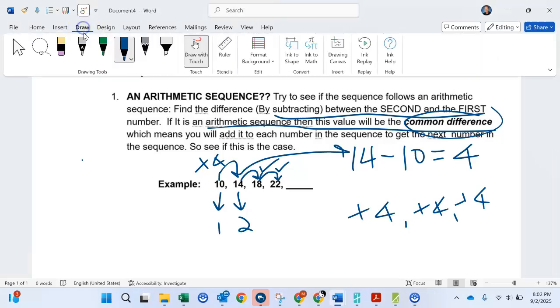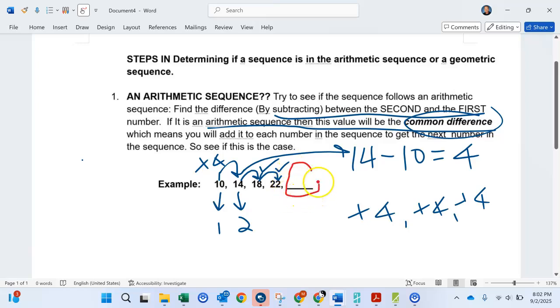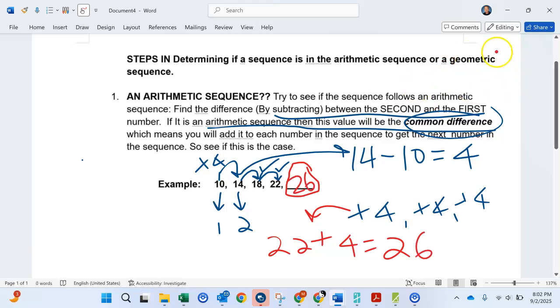So the next thing we want to do is find out what the next number is. What's this one right here, right? Well, if it's a common difference of 4, then we're going to go 22 plus this 4 equals 26. So this would be 26, okay? So that's how it works, okay? Good. So now we're going to look at the next thing.